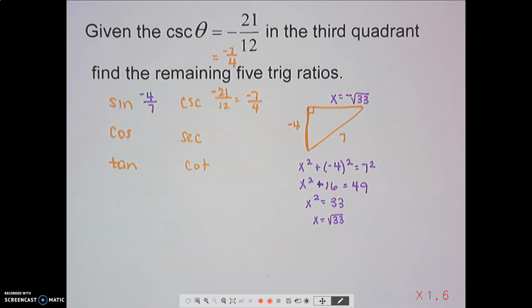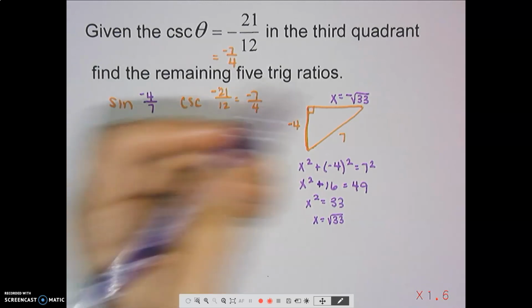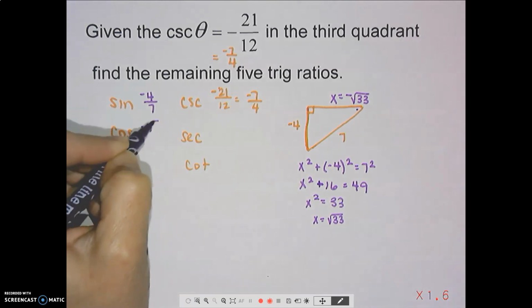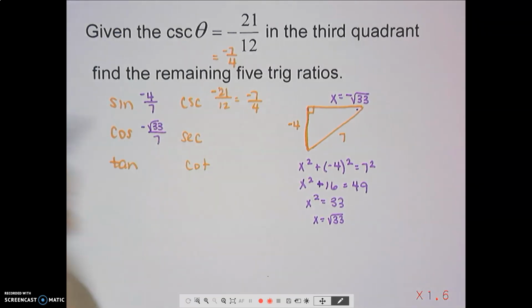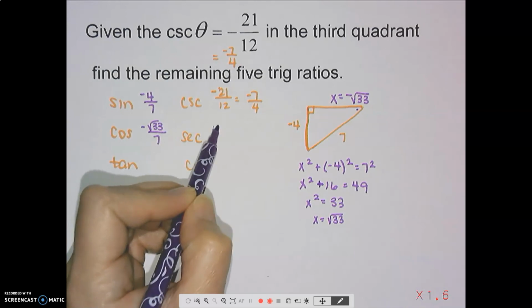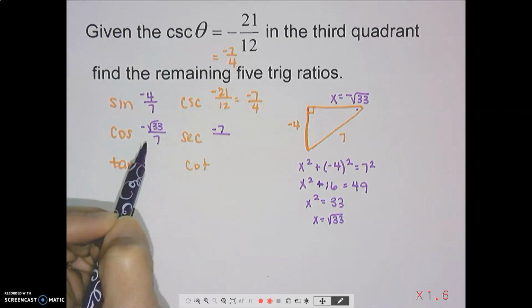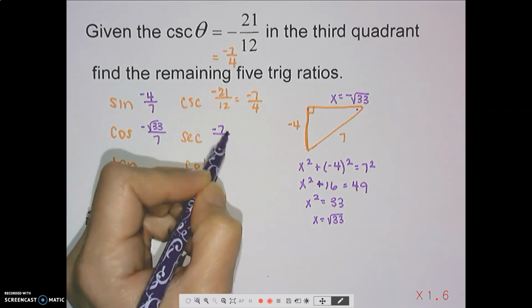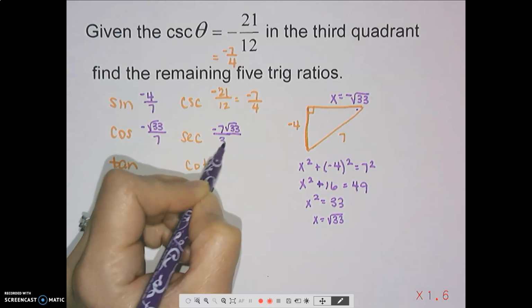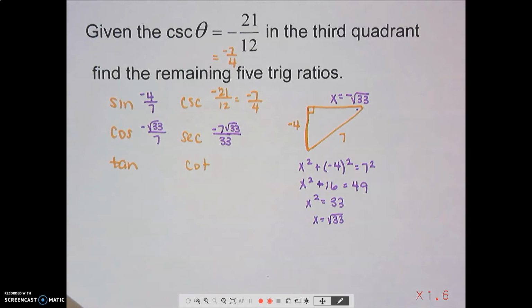All right, so to finish this off, cosine then would be, we're focused at this angle there. The cosine would be the adjacent over the hypotenuse. Secant, we're going to flip that. So we would have negative 7 over radical 33, but we know we're going to have to rationalize. So I'm going to go ahead and do the rationalization without writing it down. If that confuses you, then write it down. If you got that, then you got it.